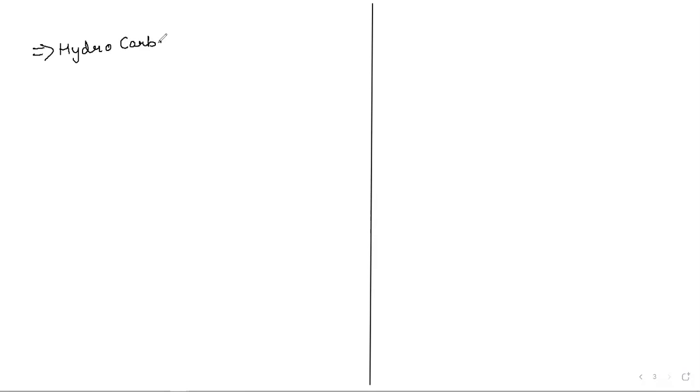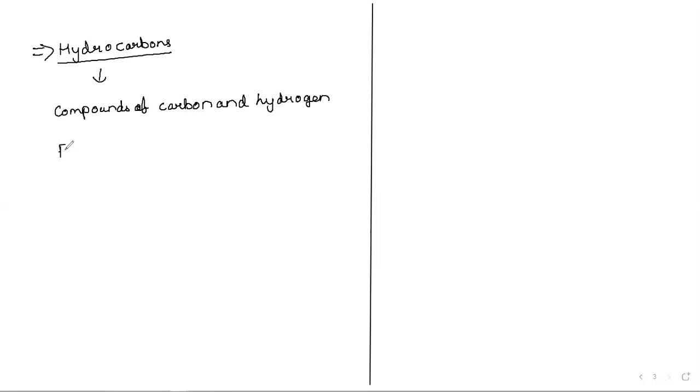Now, what do you mean by hydrocarbons, students? Compounds containing carbon and hydrogen, that is known as hydrocarbons. Compounds of carbon and hydrogen, they are known as hydrocarbons. For example, CH4, that is known as methane. This is your hydrocarbon. C2H6, that is known as ethane.